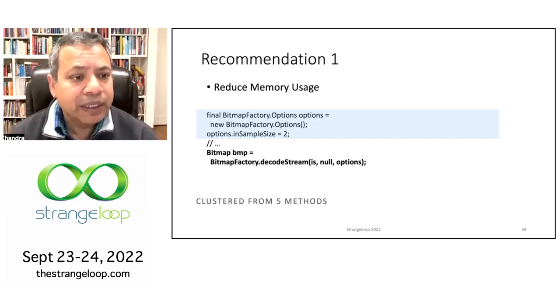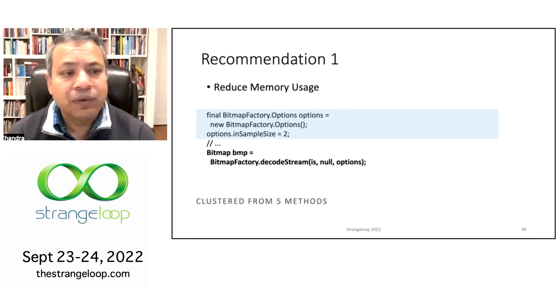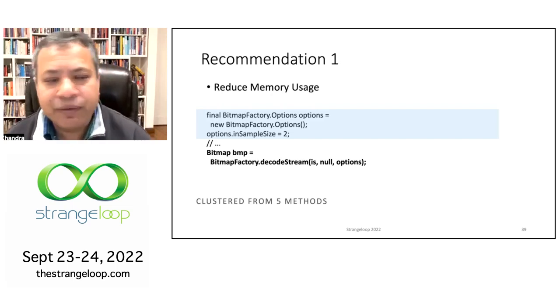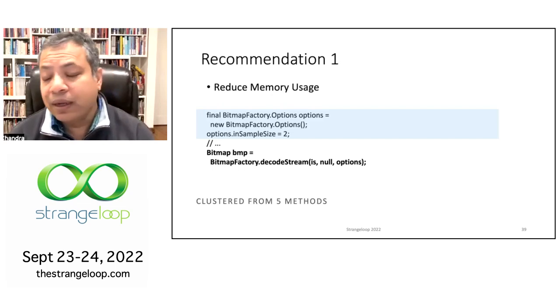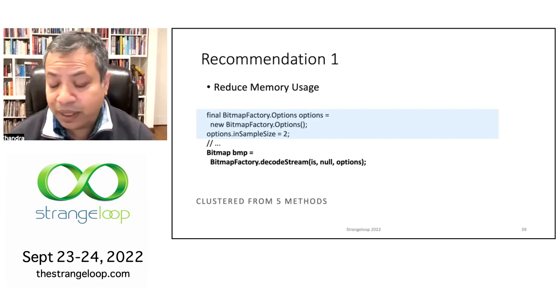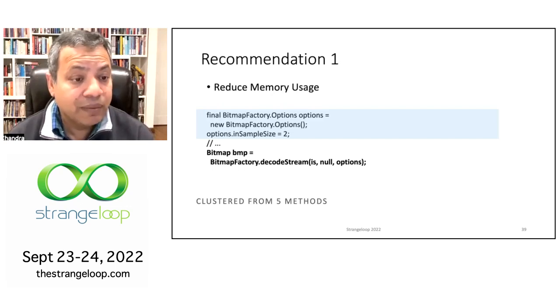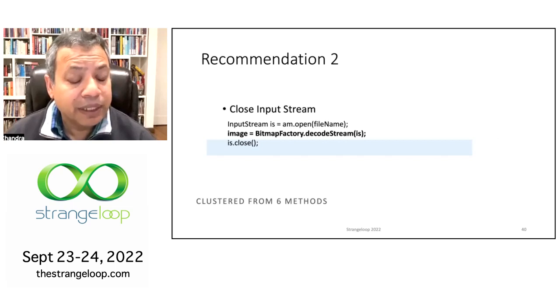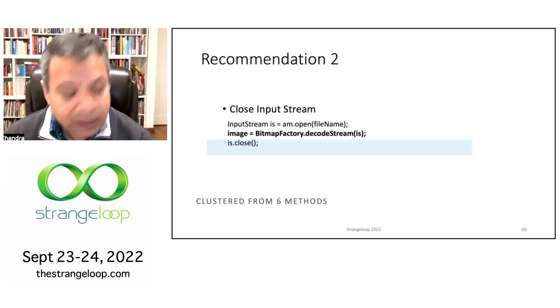So here the recommendation is that maybe some people also set some options. So these options might be useful, for example, to reduce memory usage. And this information is gleaned from seeing 5 different methods that occurred somewhere in the wild, looking at, say, millions of methods or whatever. But that's what the tool found for you. A second recommendation is reminding you that maybe you should close your input stream. And this information was gleaned from, say, 6 different methods.